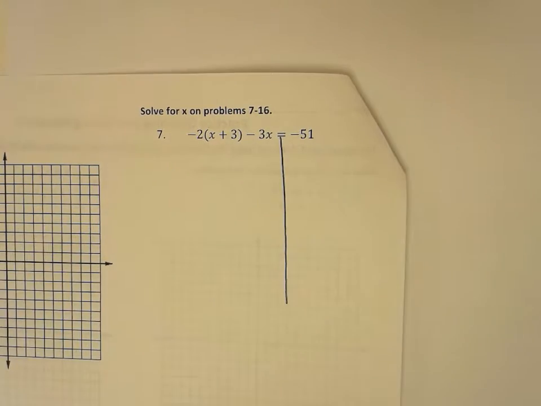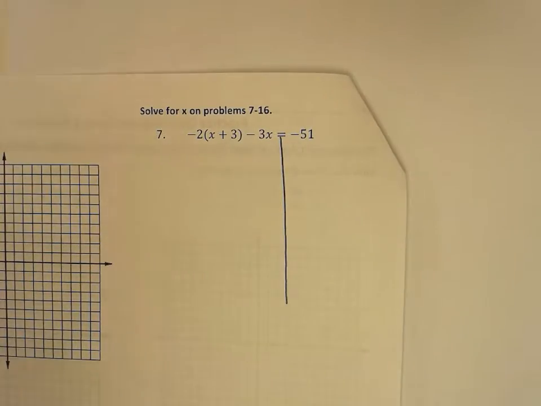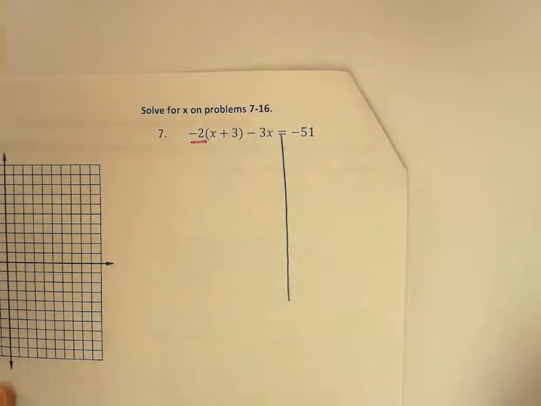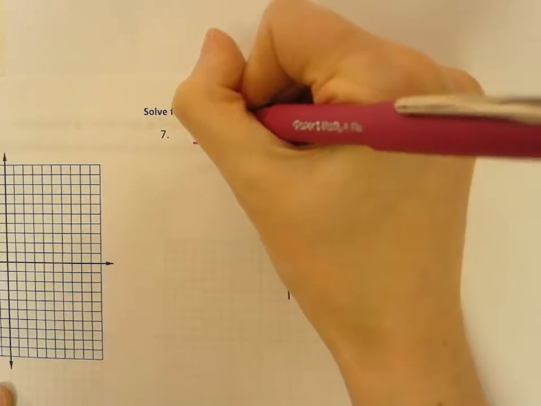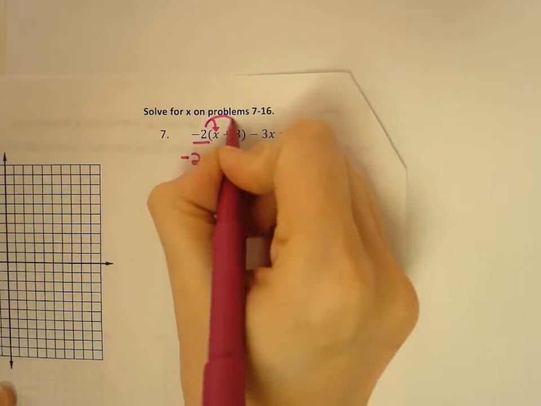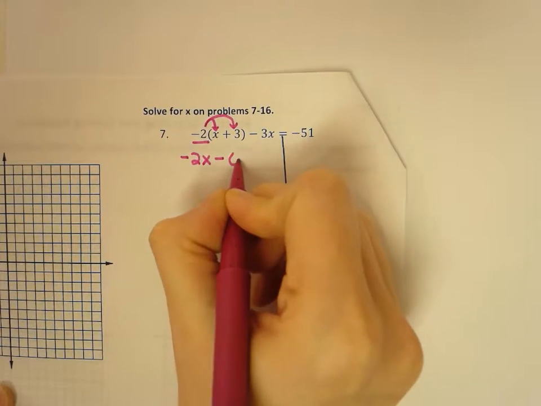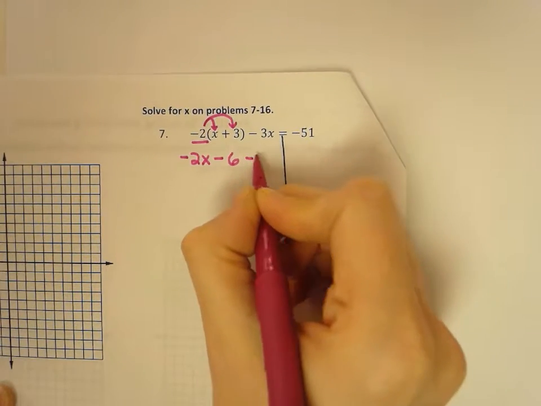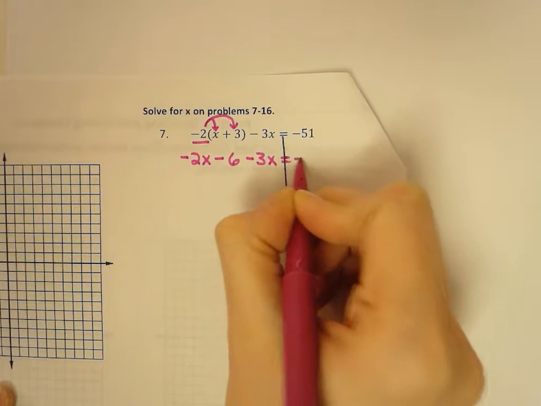Now I just want to remind you how to do some solving equations. Anytime that you see a set of parentheses, the first thing you always need to think is to distribute or multiply. So -2 multiplies times 1x and gives me -2x's. -2 multiplies to the 3 and gives me -6. I bring down my -3x and the equals -51.